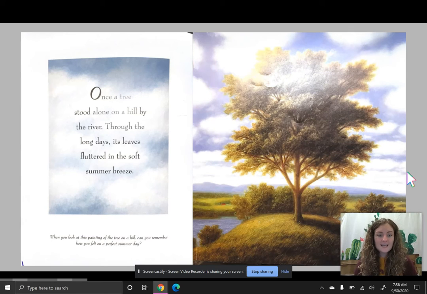Once a tree stood alone on a hill by the river. Through the long days, its leaves fluttered in the soft summer breeze. So, what do we learn about the tree during summer? What do we learn about the season of summer in this page? The leaves on the tree fluttered, and there's a soft summer breeze.